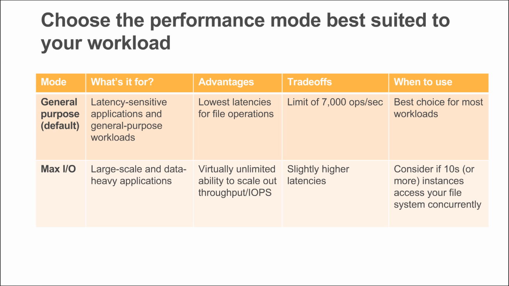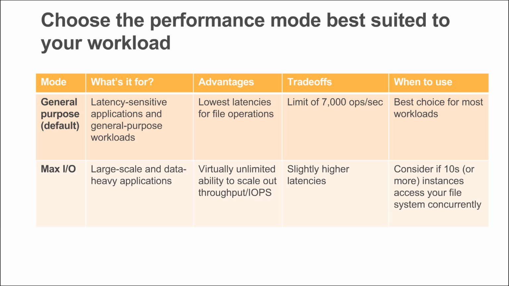With max I/O mode, there isn't such a limit. So max I/O mode really is for large-scale, data-heavy applications, large scale-out applications where they need virtually unlimited ability to scale out in terms of throughput and IOPS. And the trade-off with max I/O mode is you do get slightly higher latencies for each of your file operations. So what we generally recommend is, if you're unsure of which mode to be in, you should start in general purpose mode, try your application in general purpose mode, and see what the performance looks like. If it's not appropriate, you can try max I/O mode.